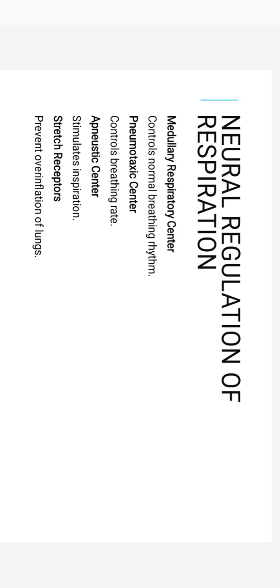Neural regulation of respiration. Neural regulation of respiration refers to the control of breathing by the nervous system. Breathing is regulated mainly by respiratory centers present in the medulla oblongata and pons of the brainstem. The medullary respiratory center is responsible for generating the normal rhythm of breathing. It continuously sends impulses to respiratory muscles such as the diaphragm and intercostal muscles.